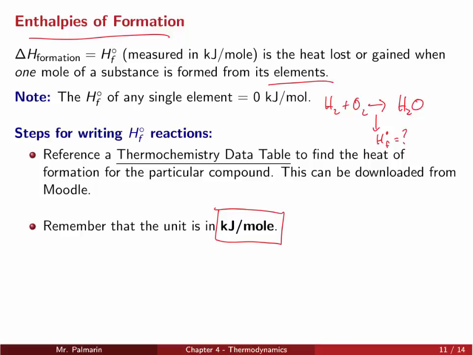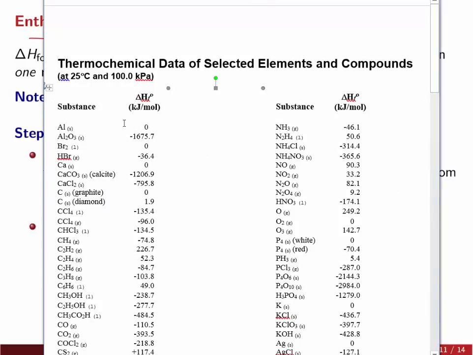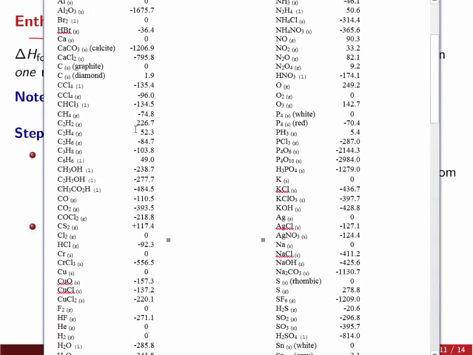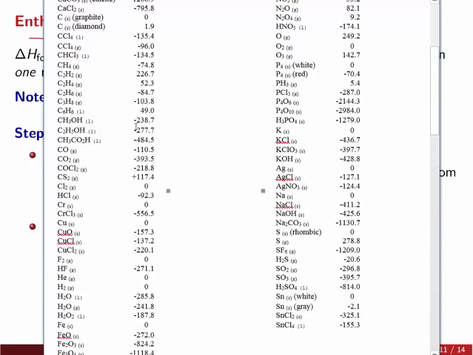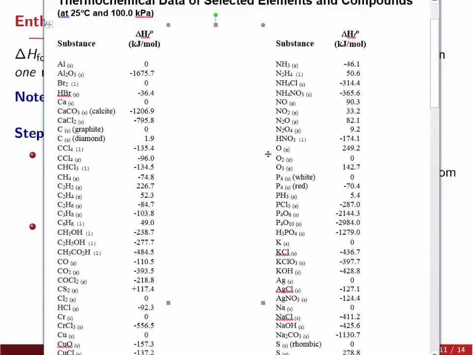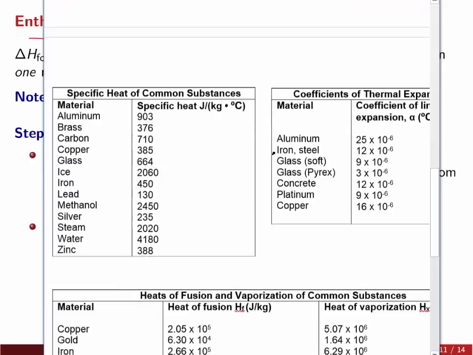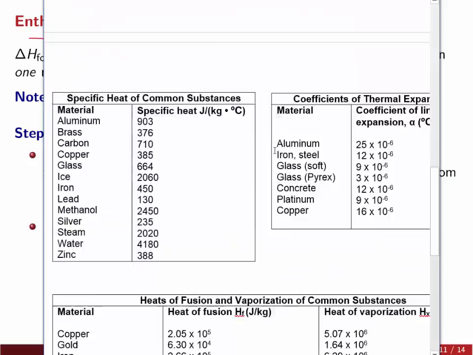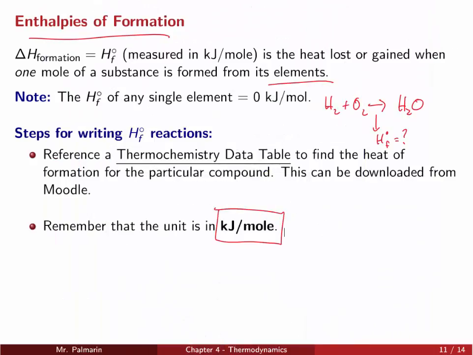I've posted one to the website. So let me just pull it up and you'll see what it looks like. So here it is right here. You can see it has all the different values of the heat of formation of different molecules or elements sometimes, measured in kilojoules per mole. The second page you can ignore for now. We'll use this in the physics portion. So let's just get used to using this table.